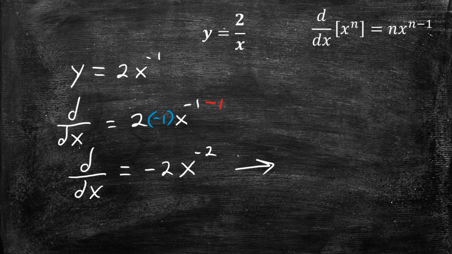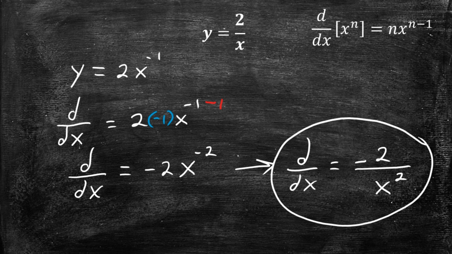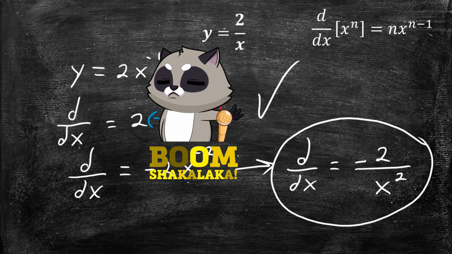All right. All we're going to do now is just simplify it further. We're going to bring that exponent back down and make it positive. So we got d over dx is equal to negative 2 all over x squared. All right, just like that. So this right here is our final answer. Therefore, this example is complete.